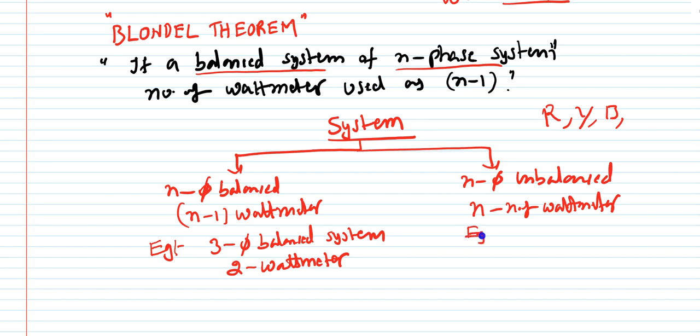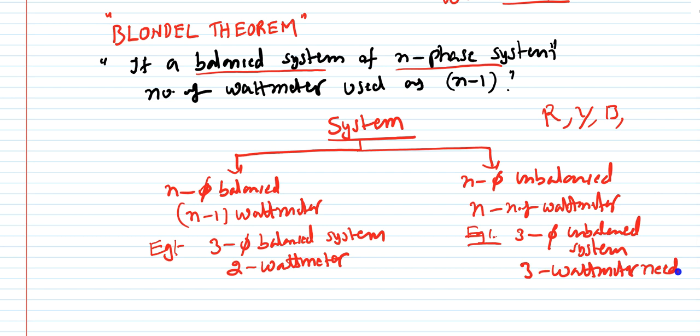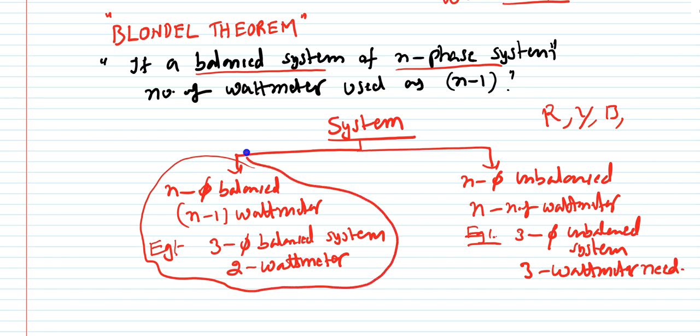For example, if it is a 3-phase unbalanced system, then 3 wattmeters are required. So that is the concept here. According to Blondel's theorem, if you want to measure a 3-phase balanced system, then 2 wattmeters are needed.